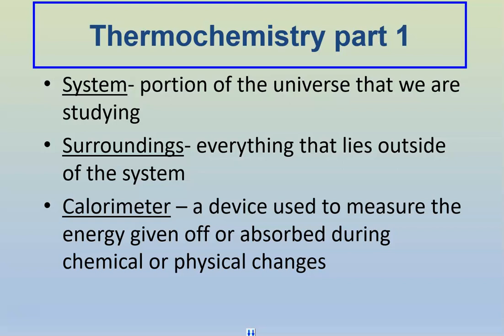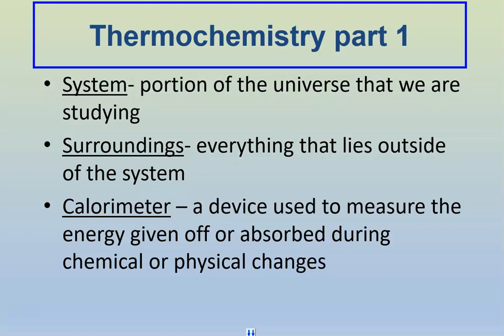So this first slide is just some vocabulary. The difference between a system and a surrounding. System would be whatever you're studying. It could be a beaker, it could be a test tube, it could be a room. So it's whatever you're measuring the heat of, and then the surrounding would be everything outside of that. Could be your hands, could be again the room.